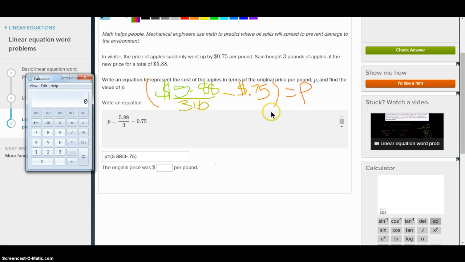So let's pull out the calculator and we'll just plug these numbers in and see what happens. So $5.88, that's this value right here, divided by the total amount of pounds. So $1.96, that is the current price per pound. And so we're going to minus 75 cents from that. So minus 0.75. So the original price of apples was $1.21 per pound.